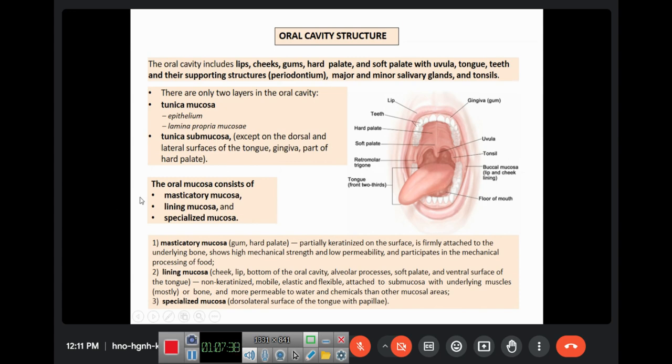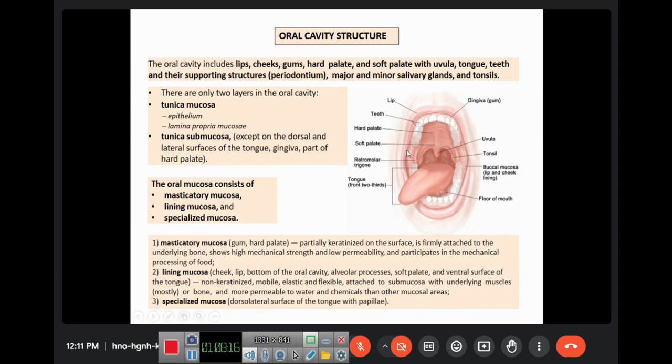So we have three types of mucosa: masticatory, which covers gums, hard palate, and partly the upper part of the tongue. It has partly keratinized epithelium, and it is firmly attached to the underlying bone in the case of the hard palate, or to the muscle tissue in the case of the tongue. So it shows high mechanical strength and low permeability, and it participates in mechanical processing of food.